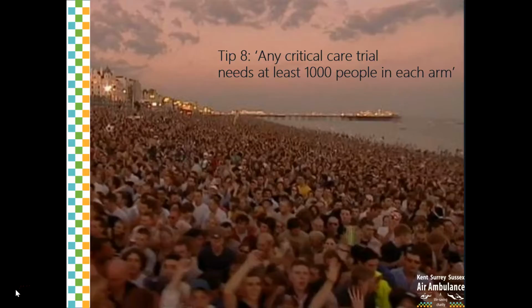When I read trials where they've put fewer than 1,000 people in either arm, I ask myself two questions. One, did they do a power calculation? Because if they didn't, that's a real criticism of the trial. And two, if they did do a power calculation and it told them to put in fewer than 1,000 people in each arm, was the mortality drop they were looking for between the two arms just too ambitious? I'm going to give you an example of that.